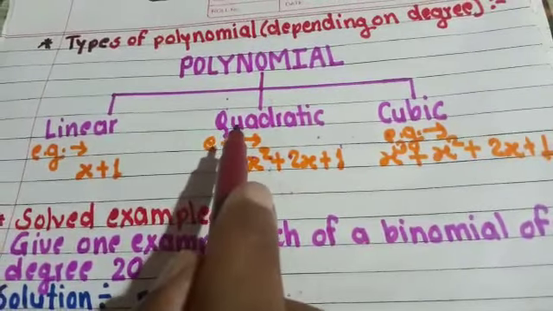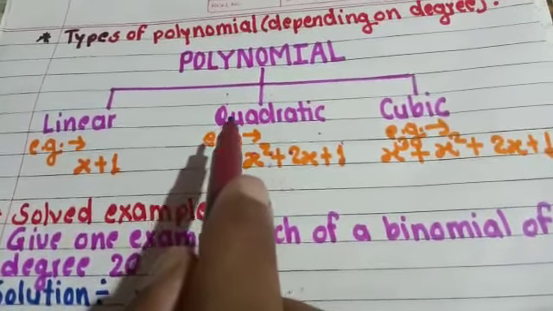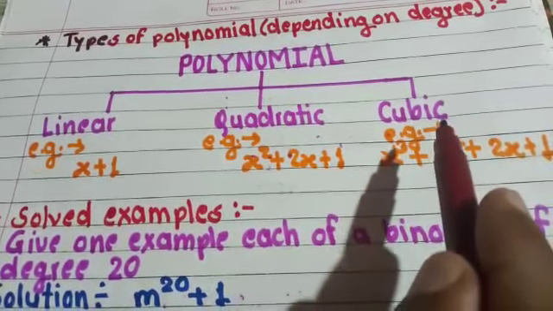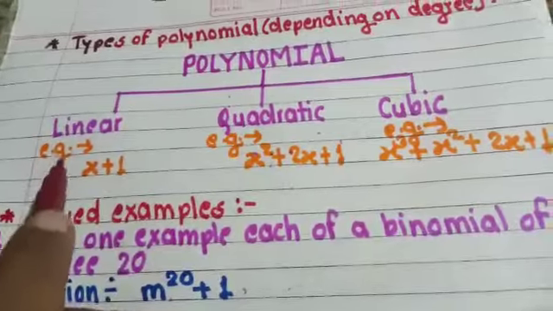The polynomial having the degree as 2 is called a quadratic, and the polynomial having the degree as 3 is known as a cubic polynomial. Some examples are also given here.